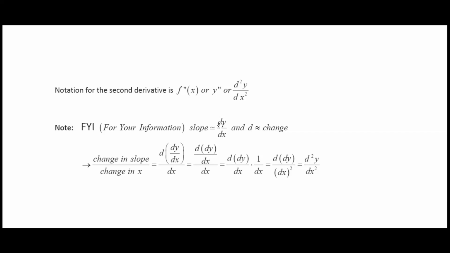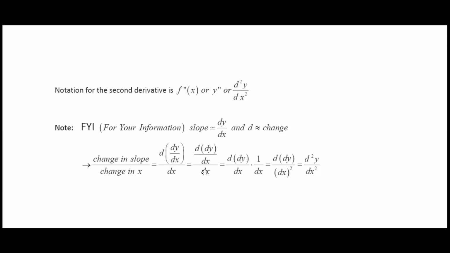Now, slope is dy over dx. We know that. And d is synonymous with change. That's why it's red. Change in y, d is change. Change in y over change in x. So change in slope, since dy dx is slope, would be change in slope, d dy dx. And change in x, of course, is dx. Now we'll write this as d dy over dx for the numerator, and then dx, the denominator.